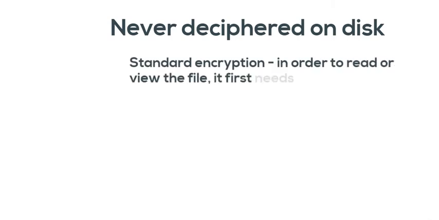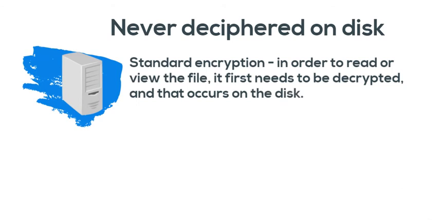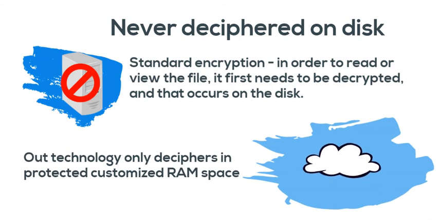Never deciphered on disk. We again first talk about standard encryption. The problem is that in order to read or view the file or the asset, it first needs to be decrypted, and that occurs on the disk, and this is very bad. With AMULET technology, deciphering is never on disk and only performed in a safe and secured customized RAM space.